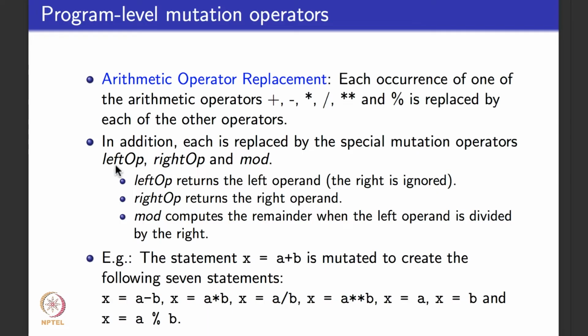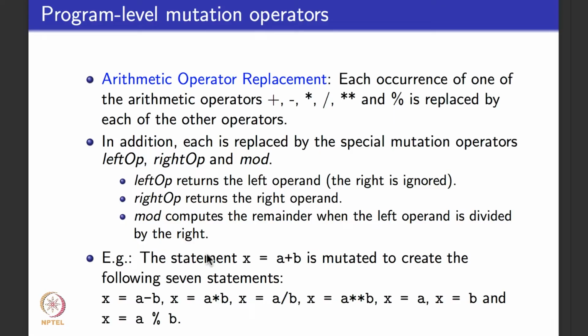Two special kinds of other mutations can also be done. One mutation is called left op. What does it do? It returns only the left operand. The right operand is ignored. That's what we did here for this example. If I had a statement x is equal to a plus b, and I apply the mutation left op, it results in x is equal to a. That's a change that I make to the statement to see what the program would do. Similarly, right op returns just the right operand, and the left one is ignored. So if I had x is equal to a plus b and I apply right op, then I get x is equal to just b. A is ignored. And what does mod do? Mod computes the remainder when the left operand is divided by the right operand. The standard thing. Is that clear?